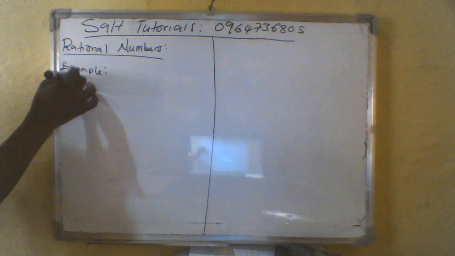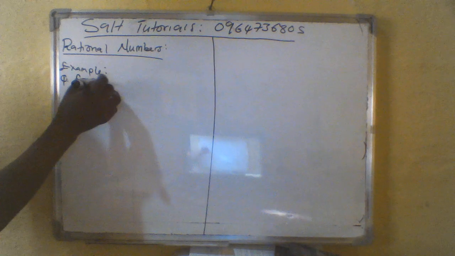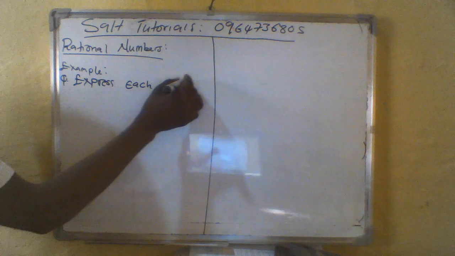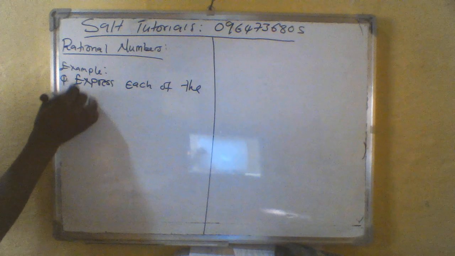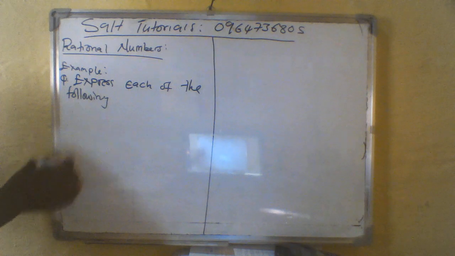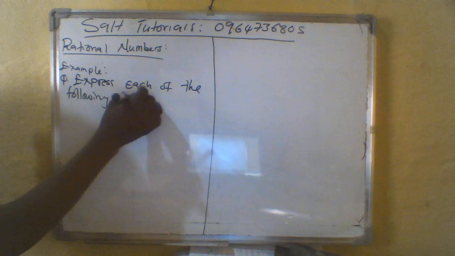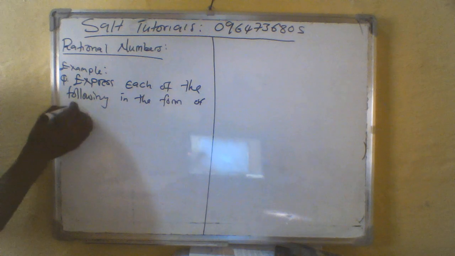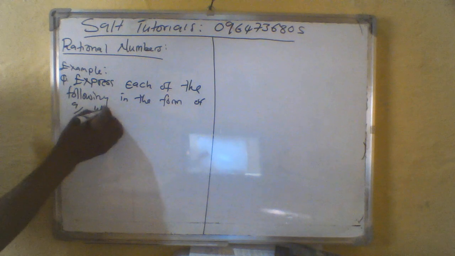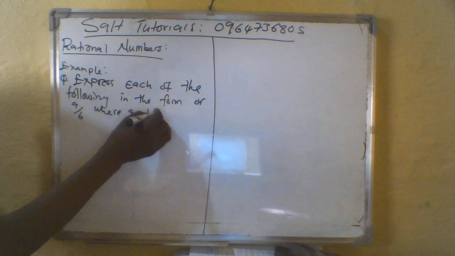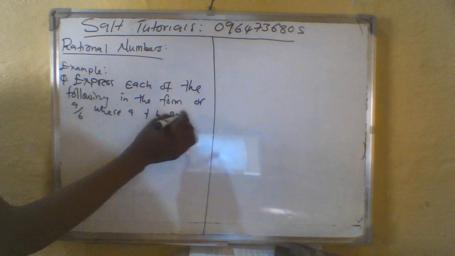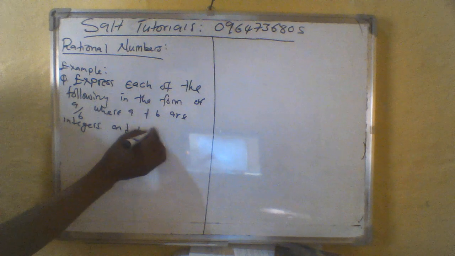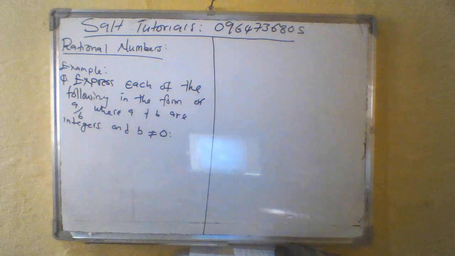So express each of the following in the form of A over B, where A and B are integers and B should not be 0. So we're trying to express the following in the form of A over B.